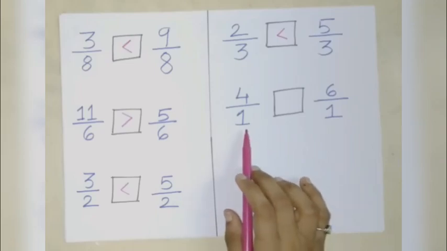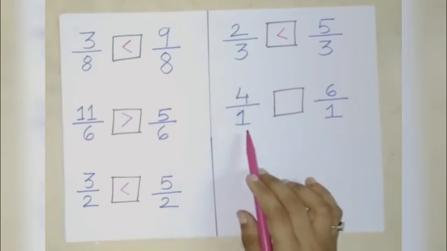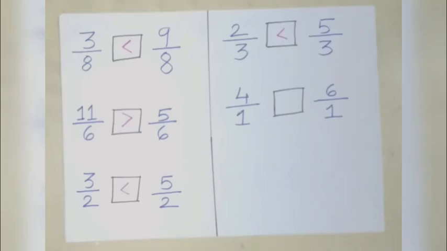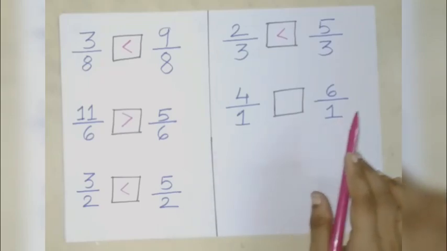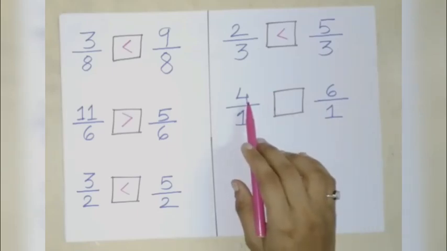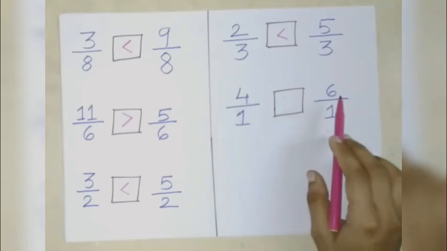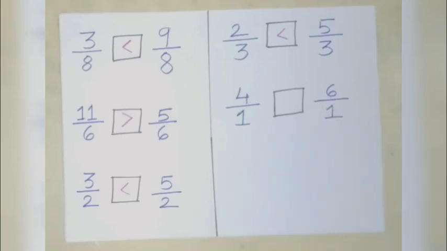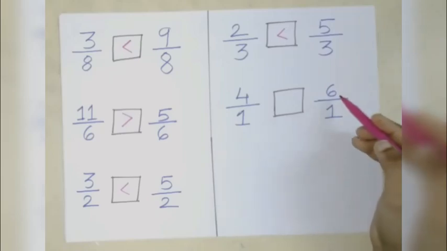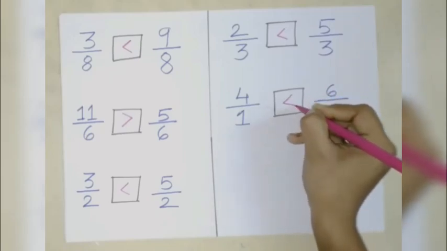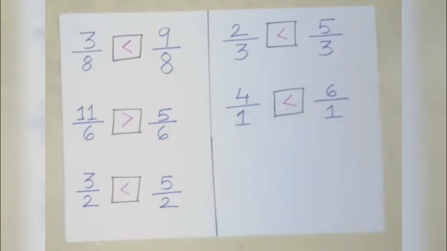our fifth example is 4 upon 1 and 6 upon 1. Children, 1, 1. We will see numerators. Here numerator is 4 and here numerator is 6. If denominators are equal, then the fraction with the bigger numerator is bigger. Students, I hope you all understood how to compare like fractions.